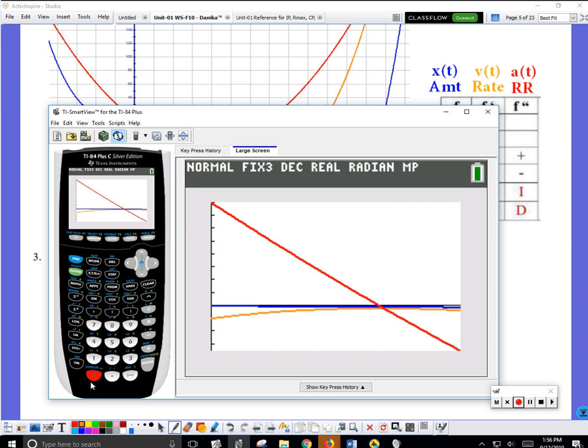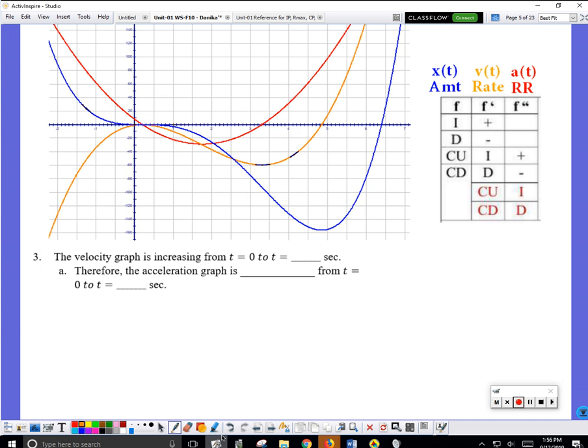Now I can see it. So the question says, velocity is increasing from time 0 until when? So I can see it now. Velocity is going up. Probably get to somewhere about here, so pretty close to 0.2. So back to the worksheet. The velocity is increasing from 0 to about 0.2. You need me to talk more about that?